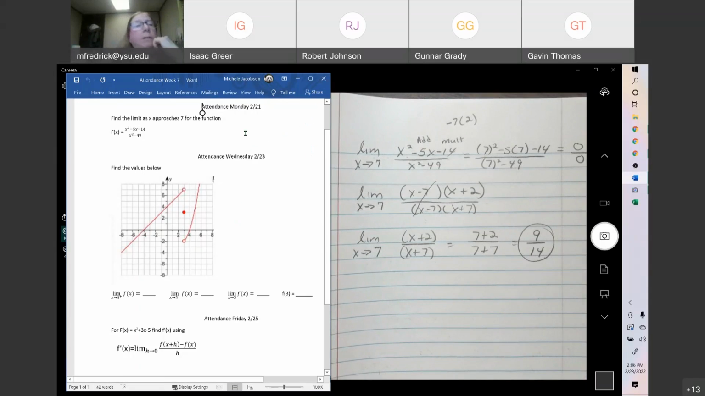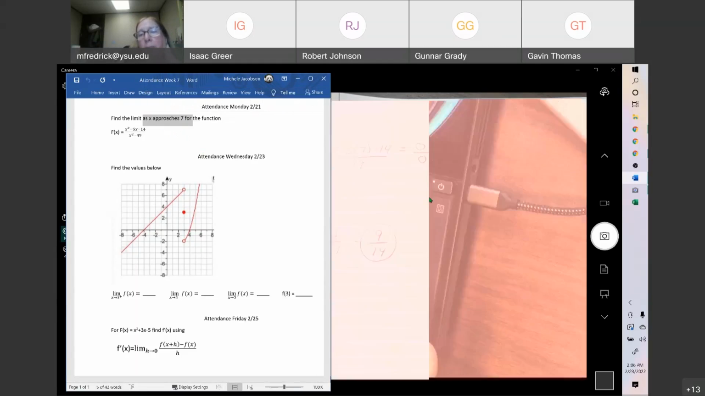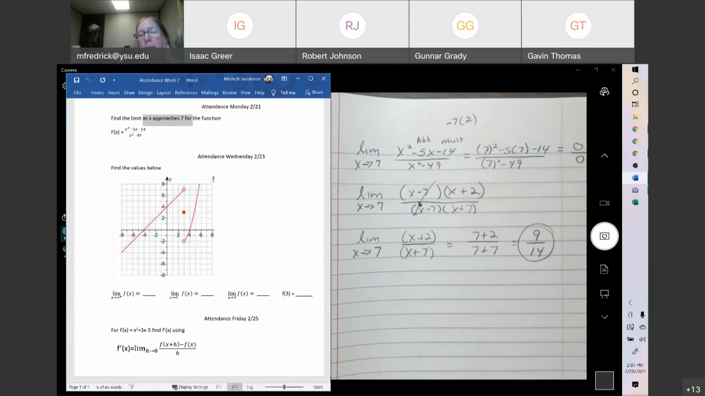Oh, that was given. Find the limit as x approaches 7. And then when we plugged the 7 in, we got 0 over 0, which meant there was a common factor. So we factored the top and bottom, and the common factor cancels. And then we plug 7 in again. But the limit as x approaches 7 was given. Any questions on that?